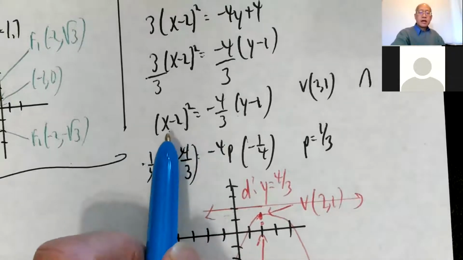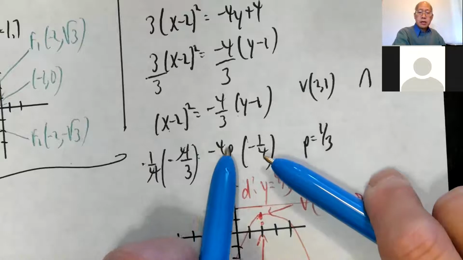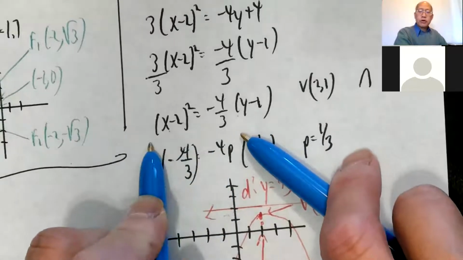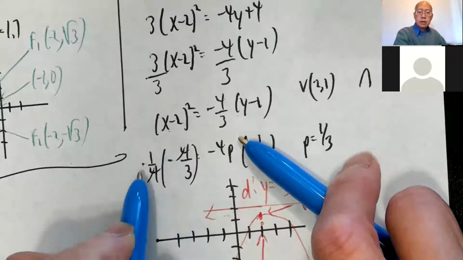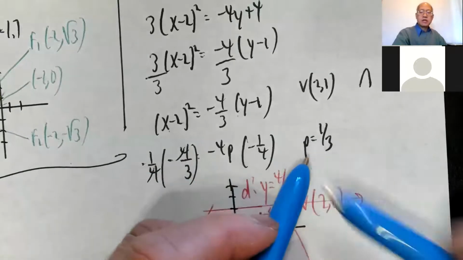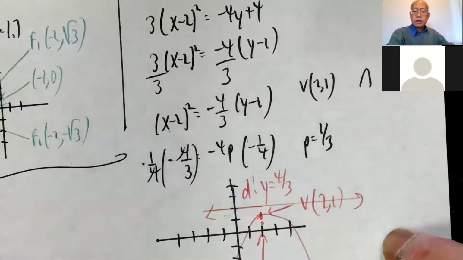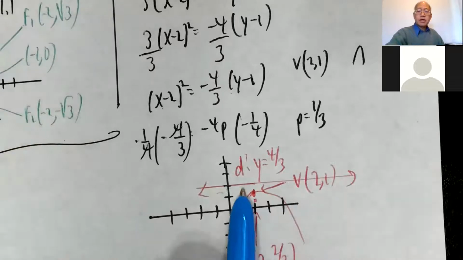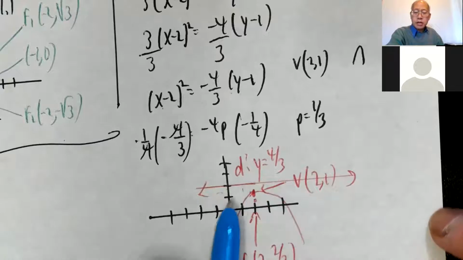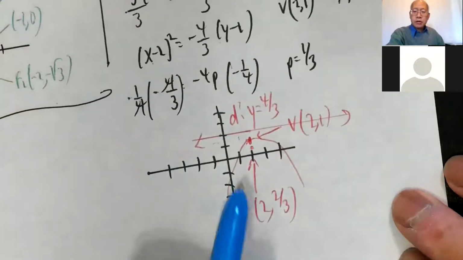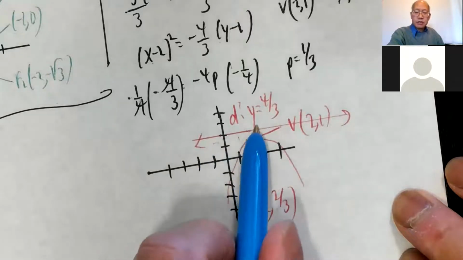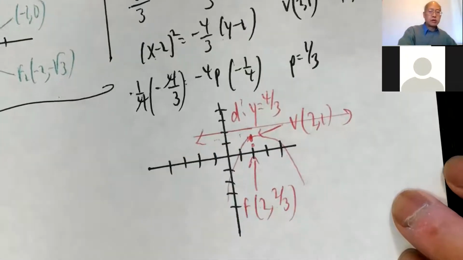Okay, make this look like negative 4p something. So negative 4/3 equals negative 4 times p. And multiply both sides by negative 1/4. Cancel, cancel. So p is 1/3. Okay, so since p is 1/3, and the vertex I already know, I go 1/3 of a unit up, and the directrix is at y equals 4/3, and I go 1/3 of a unit down. So that focus is 2, 2/3. I guess this is a little bit too high, but that's just 1/3. Okay, so that's that one.